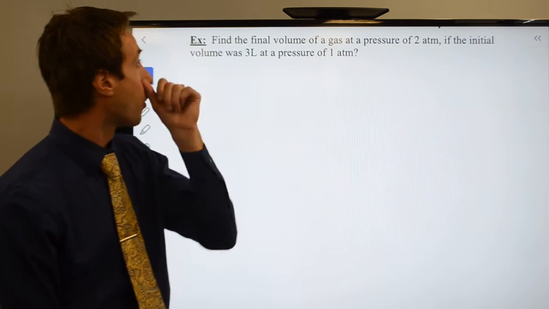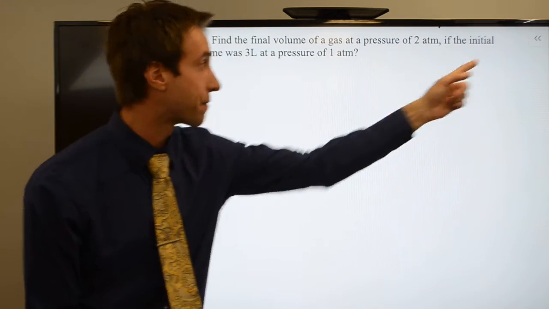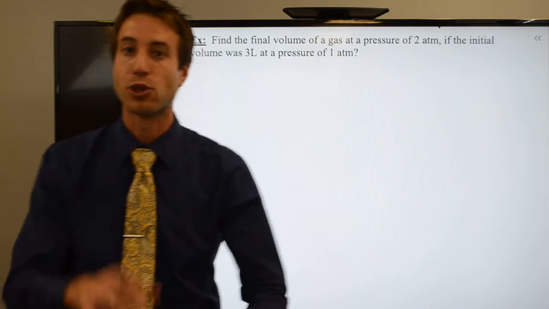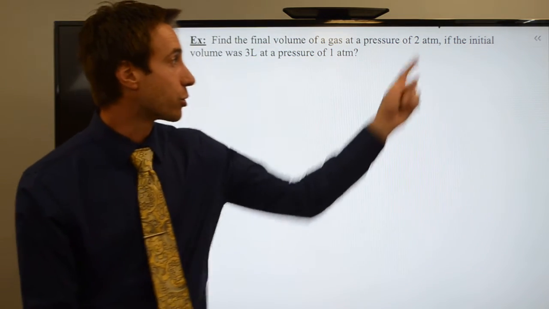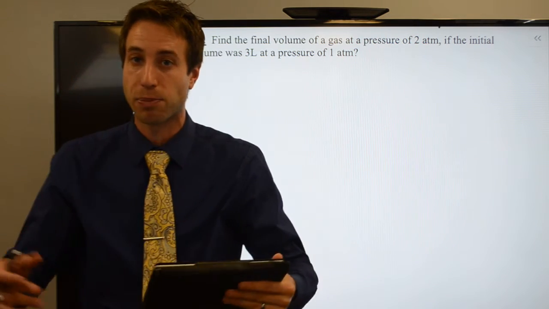I want you to find the volume of gas at 2 atm if the initial volume was 3 liters, the pressure was 1 atm. So what we want to do is we're changing the pressure. I'm going from 1 atm to 2 atm, so I'm increasing the pressure.